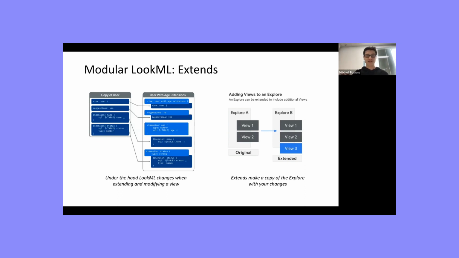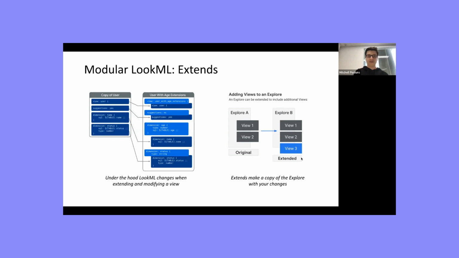You might then extend the Explorer and actually use the age extension and have something like users with demographics info. Might be like a separate Explorer you make for a specific use case. All that can be done with extends, and Looker handles the copying of the code and allows you to very easily build on what's been done before.